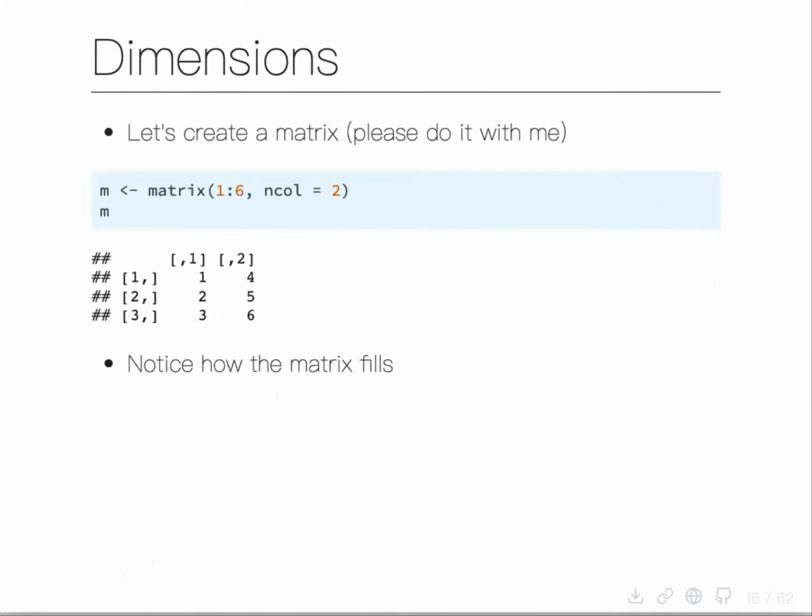Okay, so let's talk about dimensions now. Dimensions are another really common attribute, right? And they come from matrices and arrays, right? So please do this with me again. Let's create a matrix. We'll call it M that goes 1 to 6, and we're just saying ncol equals 2. So a matrix that has 2 columns and has the values 1 to 6.